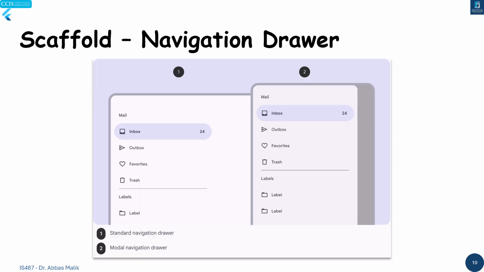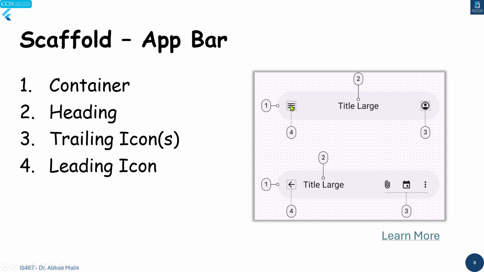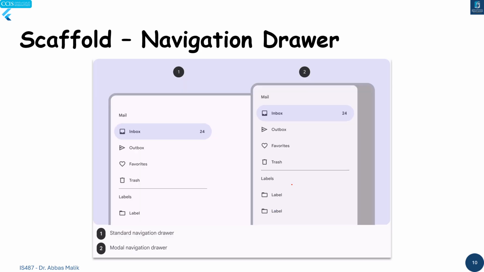The next is the navigation drawer. If we click on that specific button here, you can go to the navigation bar here. So the navigation drawer is coming up, and then we have two different types. One is the standard navigation drawer, which is more like covering the whole screen. And then we have a modal navigation drawer, which leaves some space, and the screen or page behind it is visible but a little bit obscured. So this is the way that we can show the navigation drawer.